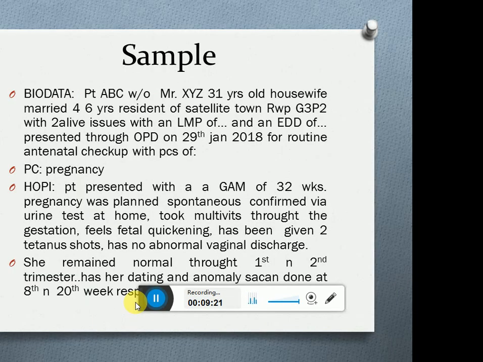Then you will briefly comment about her signs and symptoms or any complaints in the first and second trimester, and whether she underwent her dating scan in the first trimester and anomaly scan in the second trimester or not. So you will mention she remained normal throughout first and second trimester, has her dating and anomaly scan done at 8 and 20 weeks of gestation respectively, and the rest of the history is the same.